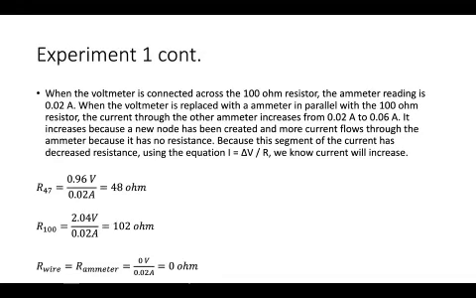Here are my calculations for the resistance of the 47 ohm resistor. I got 48 ohms, and for the 100 ohm resistor, I got 102 ohms, both of which are pretty close. And then the resistance of the wire and the resistance of the ammeter were both 0.